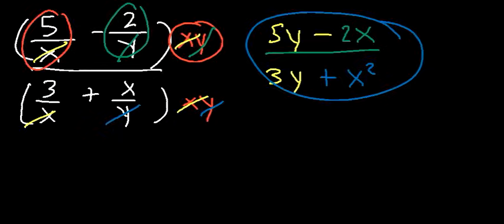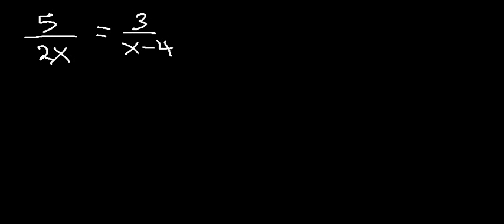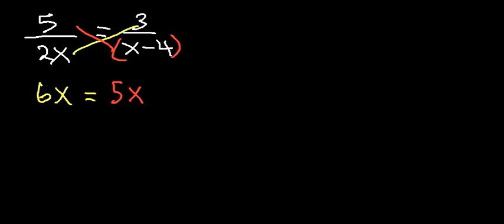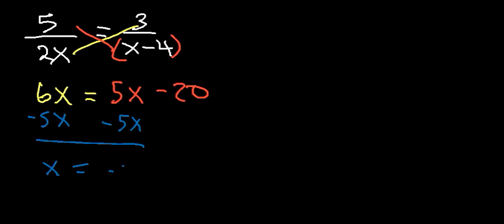So now we're going to focus on solving rational equations. So let's say we have this equation, 5 over 2x is equal to 3 over x minus 4. So what can we do to solve this? If you have two fractions separated by an equal sign, cross multiply. 3 times 2x is 6x. And 5 times x minus 4, you've got to distribute. 5 times x is 5x, and 5 times negative 4 is negative 20. And now we can solve for x. So we're going to subtract 5x from both sides. So we have x is equal to negative 20.